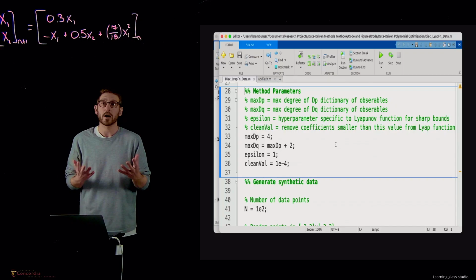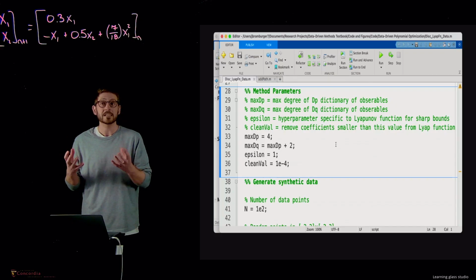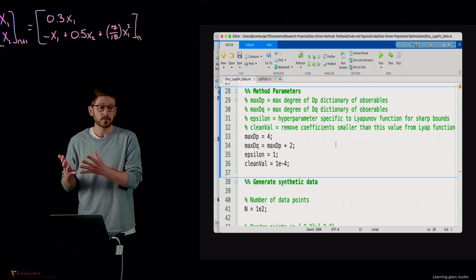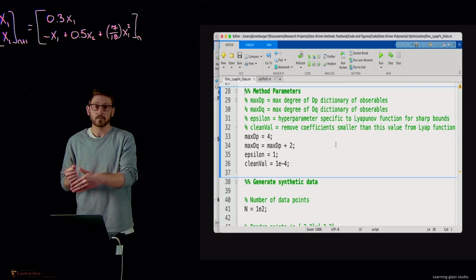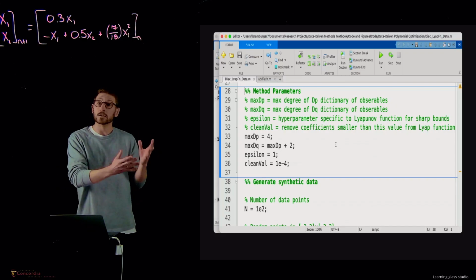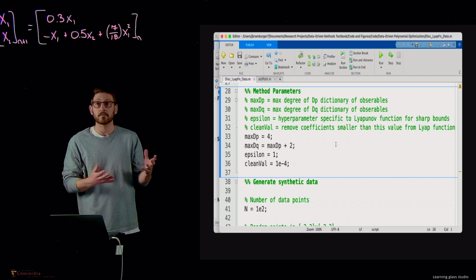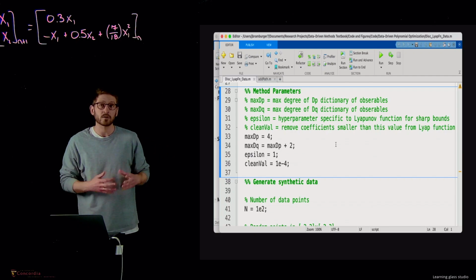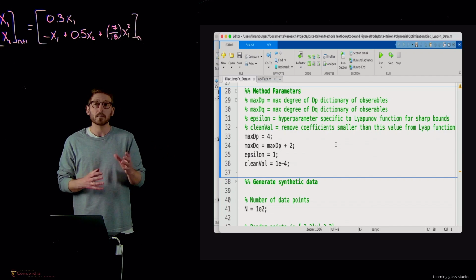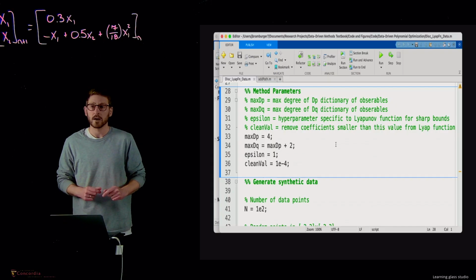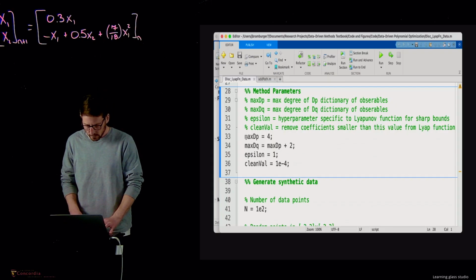We're going to try and find a Lyapunov function by replacing the real Lie derivative that has to be decreasing for a Lyapunov function with this data-driven Lie derivative that comes from this sort of verified or augmented extended dynamic mode decomposition method. So here's some parameters that we're going to take a look at.